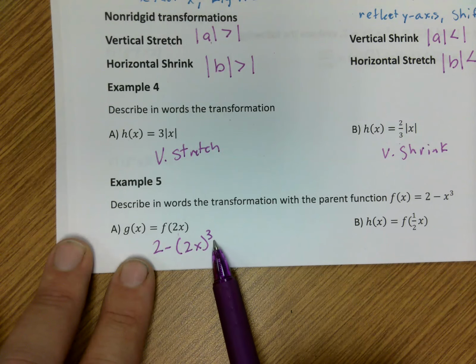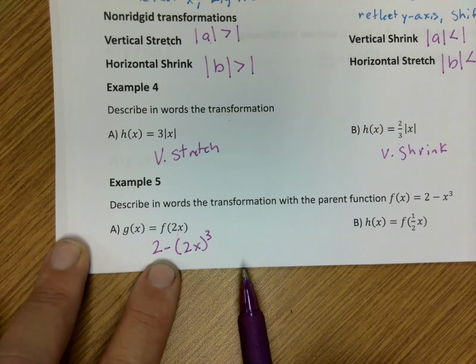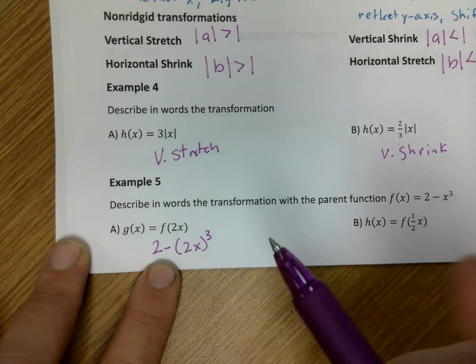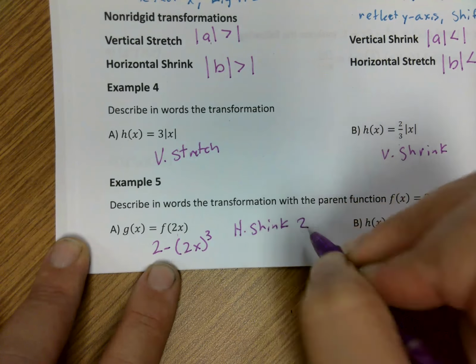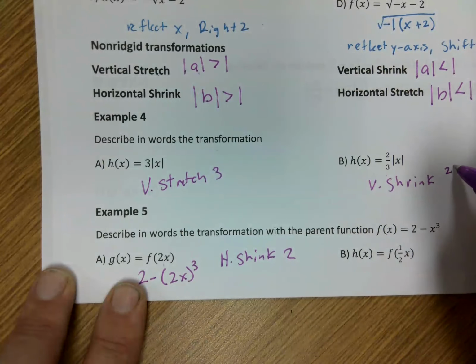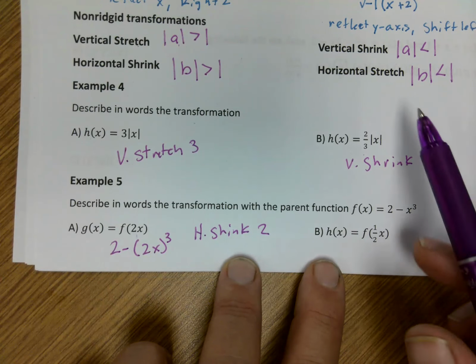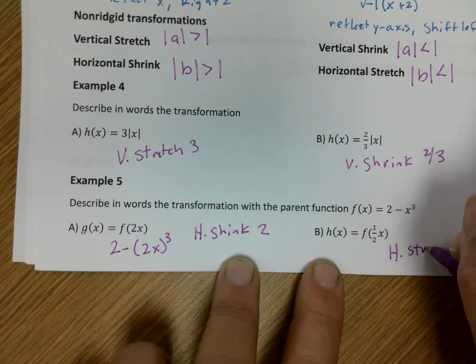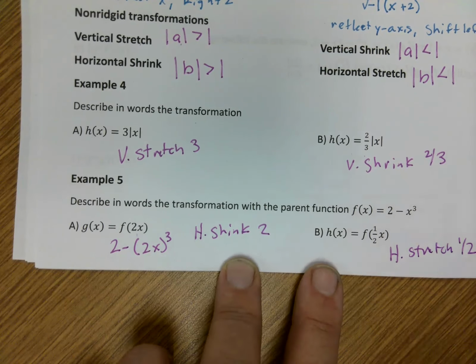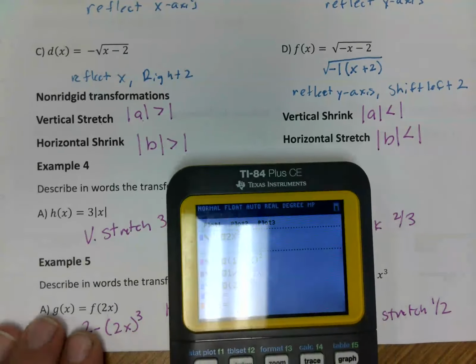This is where you have to be making sure that you have it written in your parent function, because my shrink here, because this b is greater than 1, this would be a horizontal shrink, and I should say of 2. Up here I should have said 3, and over here I should have said 2/3. Here again, I'm plugging in this 1/2. 1/2 is less than 1, so this will be a horizontal stretch of 1/2.